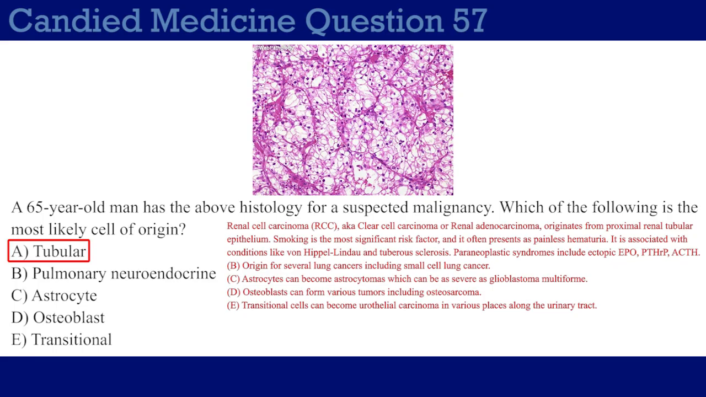I mean, we could sit around and talk about every single one of these answer choices for like half an hour, right? Because there's so much we could talk about, but I want to keep this focused, which is pretty much that you should recognize what RCC looks like. It's a very distinct histology slide. And yes, you need to know it's from renal tubular epithelium.